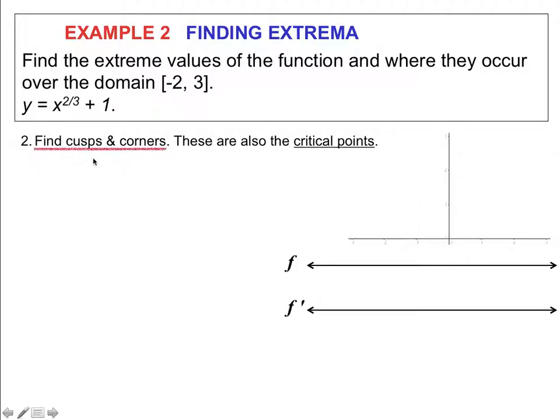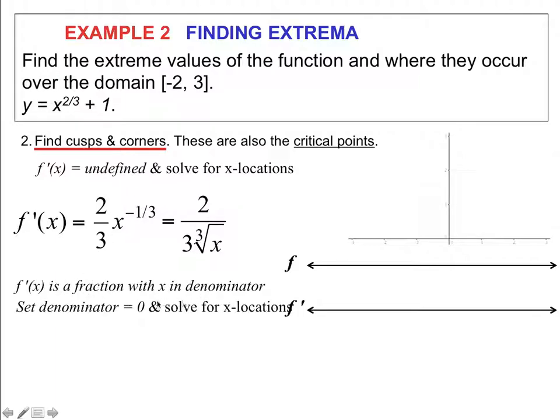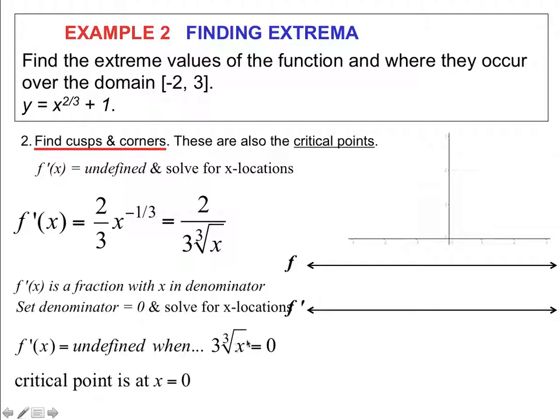Now we're going to find cusps and corners. Remember, our derivative looks like this, and we want to know where it's undefined. Undefined means the denominator is equal to 0. So we're going to set this denominator equal to 0 and solve it. We can divide each side by 3, and we'll get the cube root of x equals 0. When we cube everything, we get x equal to 0. So we have an undefined derivative when x is equal to 0. So I put undefined here, and that means we must have a cusp or a corner here.